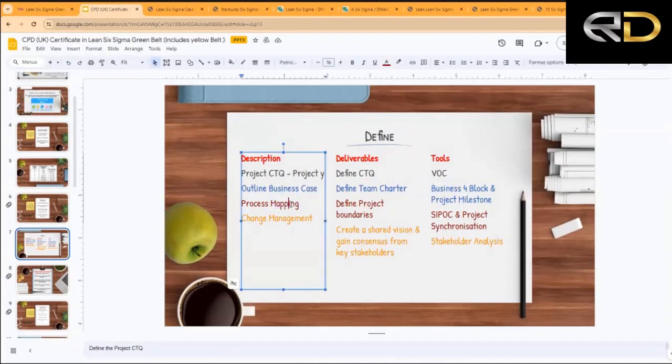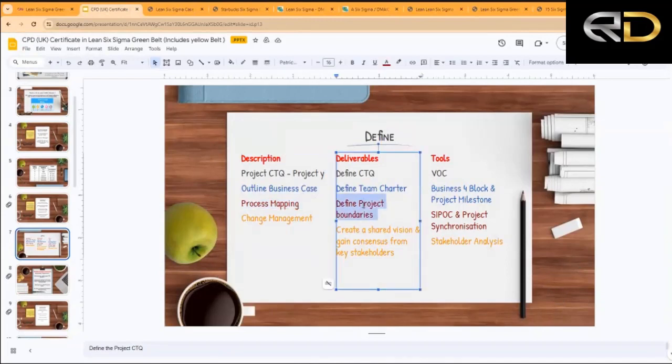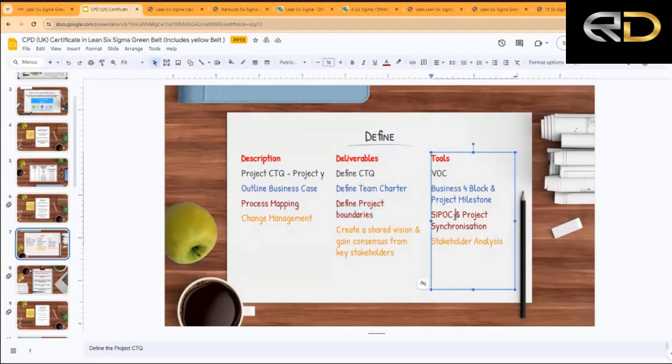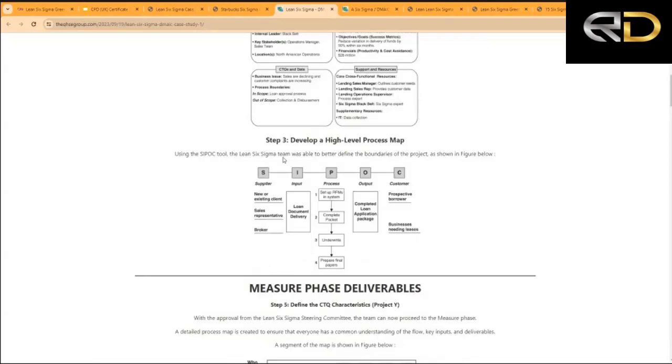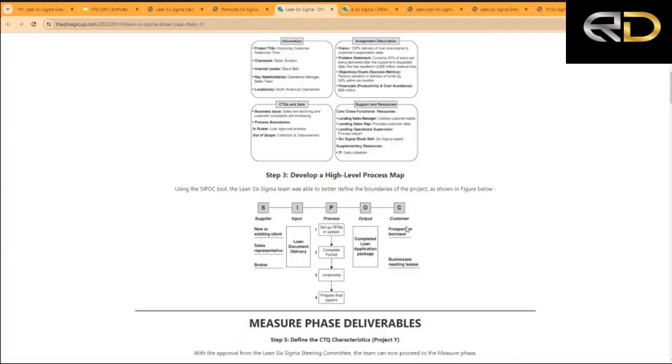The third step is process mapping and project boundaries. The tool at your disposal is the SIPOC. So what is happening right here? Using the SIPOC tool, the Six Sigma team was able to better define the project boundaries as shown below. At this point they are outlining areas of risk and the project boundaries. So who exactly is the customer here? The customer is the prospective borrower who needs a credit card or a business that needs a loan. What is the output? The output of this process is a completed credit card or loan offer.